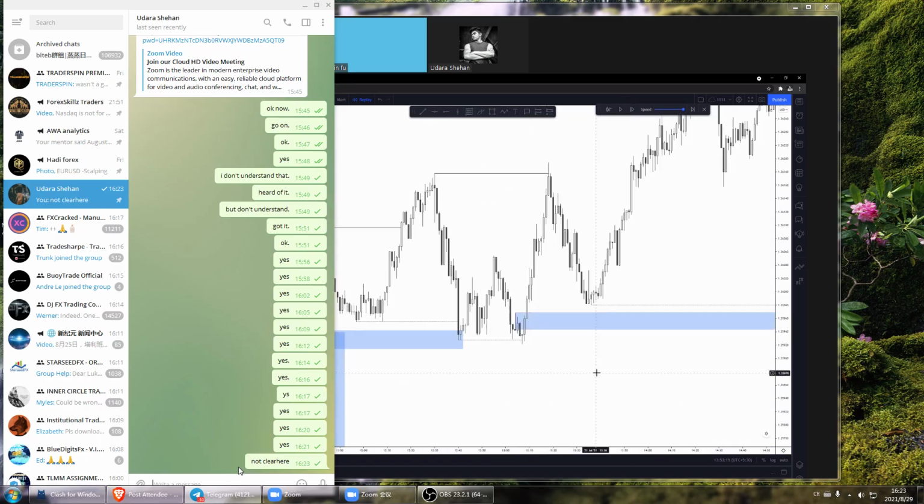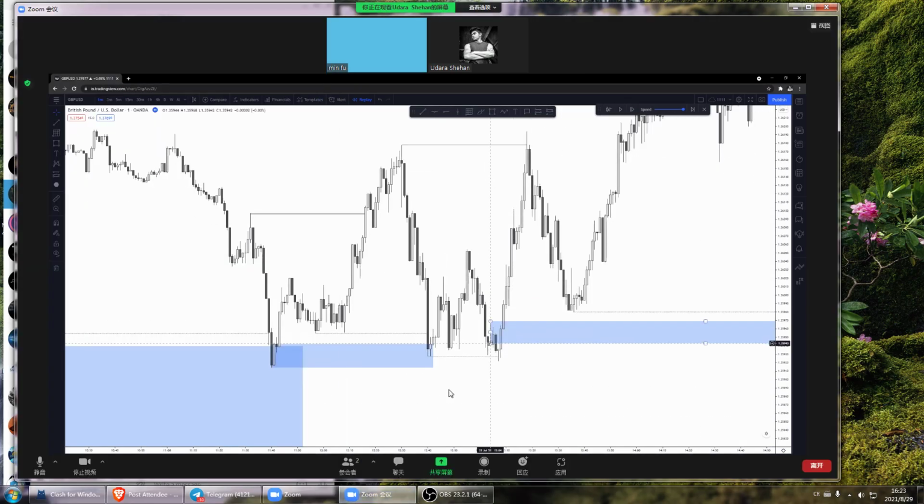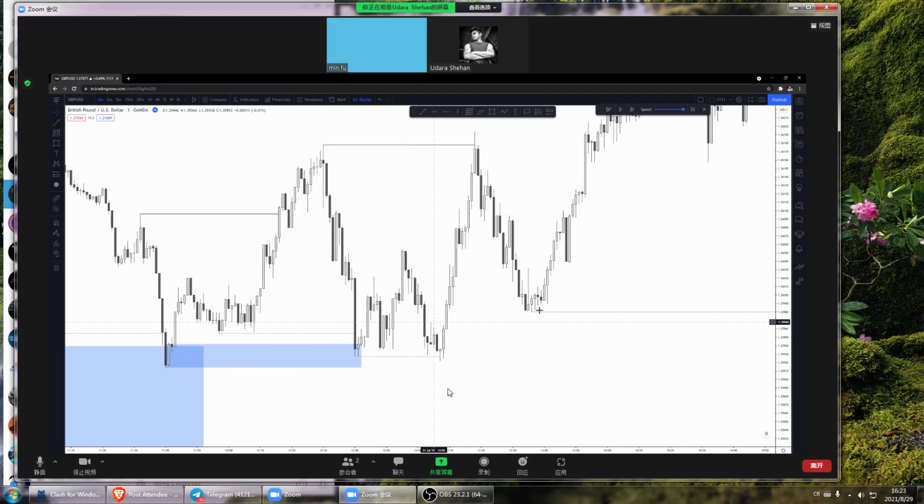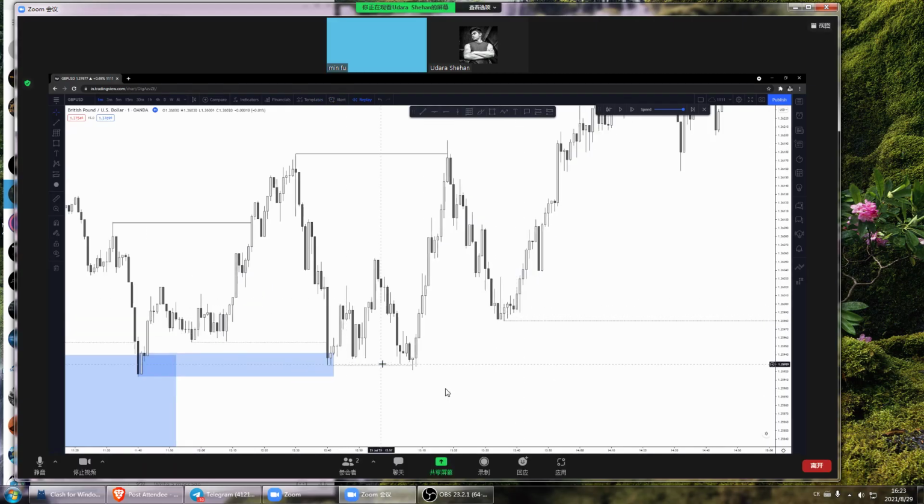Now it's like this. See, what did price do right here? This is the inducement, because it took out liquidity, broke structure, came back down. Once it comes back down, the first move to the downside is the inducement.